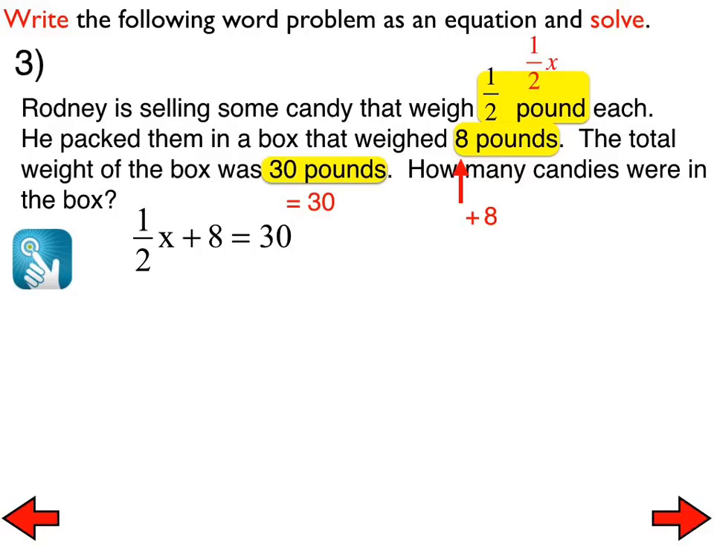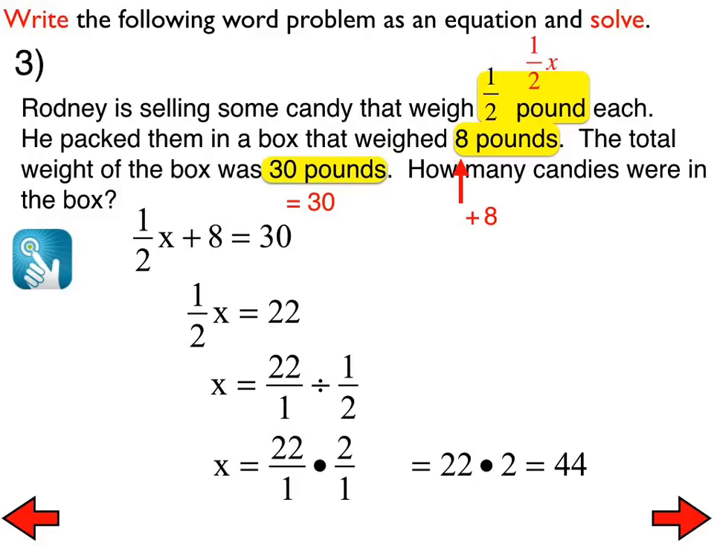You subtract 8 from 30. Good, and that's 22. Natalie, what's the next step after that? Very nice. Divide by half on both sides. So we're left with x equals our division problem. Vilea, what's next? Okay, multiply by the reciprocal, and there is nothing to cross cancel.